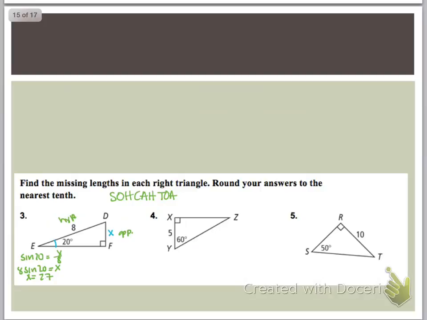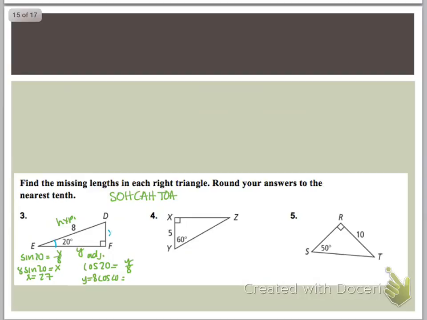Okay, and now let's say this side represents y. We're still coming from the same angle, so this is my hypotenuse and my adjacent. So the one that includes adjacent and hypotenuse is cosine, so this one is cosine of 20 equals my adjacent over my hypotenuse. So in my calculator, I'm typing 8 cosine of 20 because I need to multiply both sides by 8.